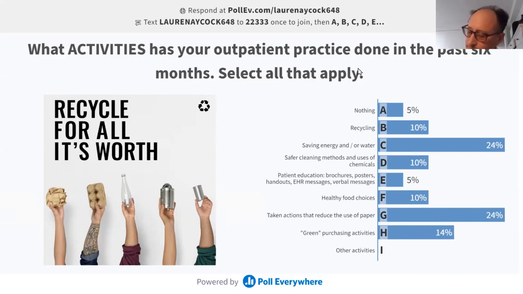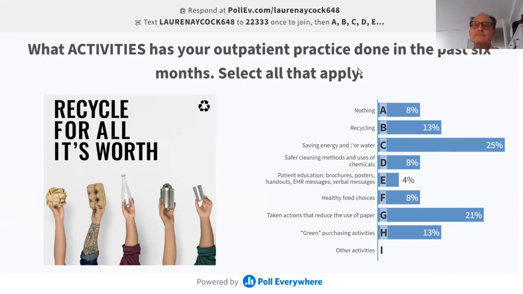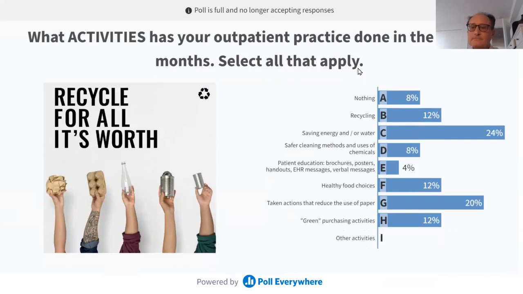Twenty more seconds. Okay, we'll stop the poll here. And I think it's encouraging that offices are working on a variety of topics. Recycling around 10%, saving energy, which is where the biggest financial savings are as well, 24%. Safer cleaning methods. I think that's terrific to read because chemicals can be so dangerous in the home and in the workplace. Patient education, just 4%. Lots of opportunity there. Healthy food choices, that's encouraging. Healthy foods for the environment and for our patients.